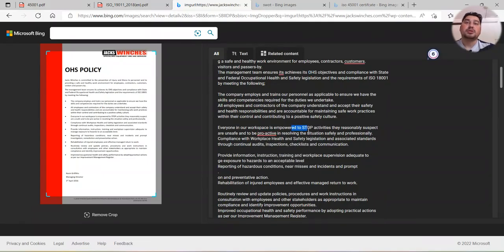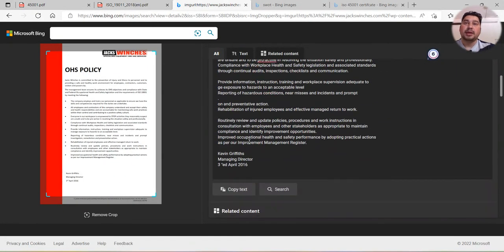So empowered. So the power is given to stop activities. If there are any unsafe activities going on, they have the power to stop them. Provide information, instruction, training, and worker supervision, educate on exposure to hazards. See, this one also is there. Continually review, continual improvement is there, and process and work instruction in consultation. So the consultation word also is there.